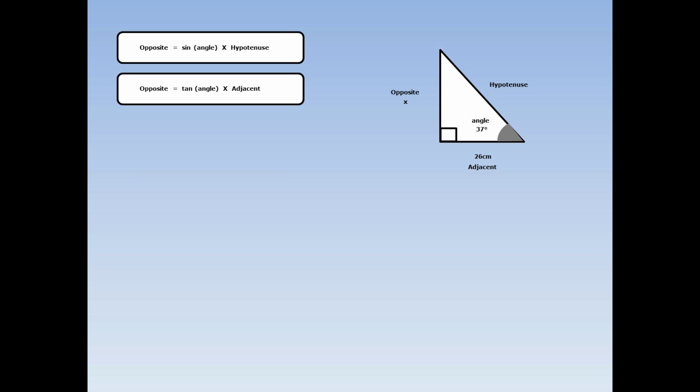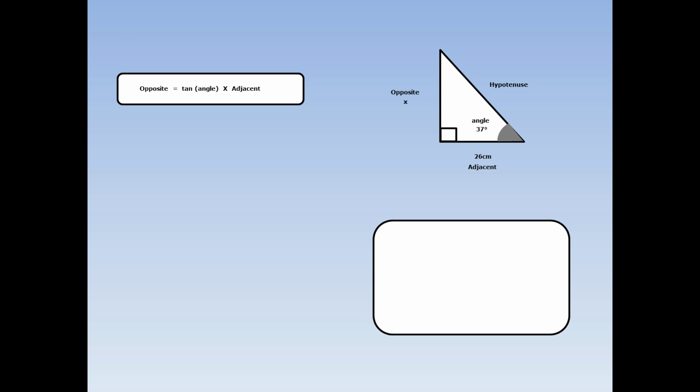Now, what do I know? Do I know the hypotenuse? No, I don't. Do I know the adjacent? Yes, I do. So I'm going to be using this formula. Write out the formula. Opposite is tan of the angle times the adjacent. Fill in the numbers. The angle is 37, the adjacent 26. Tan 37 equals 0.754 times 26, and that's equal to 43.1. So on this triangle, the opposite side x equals 43.1.